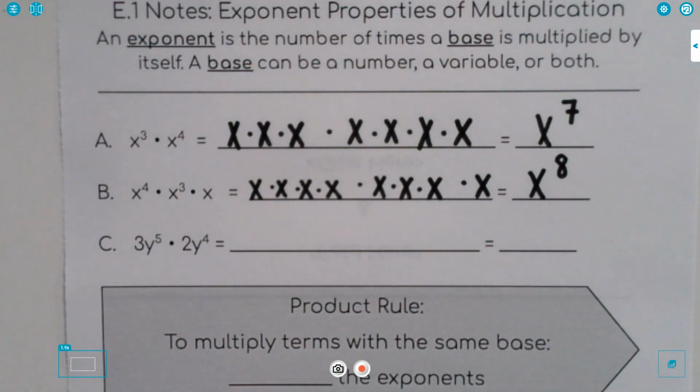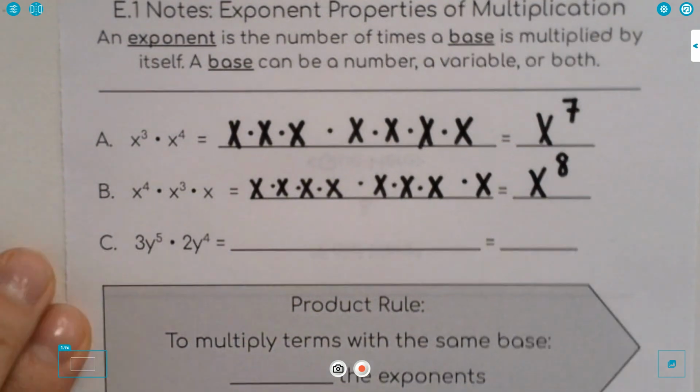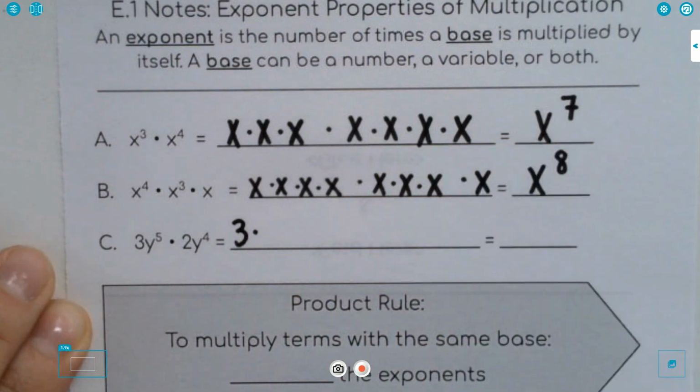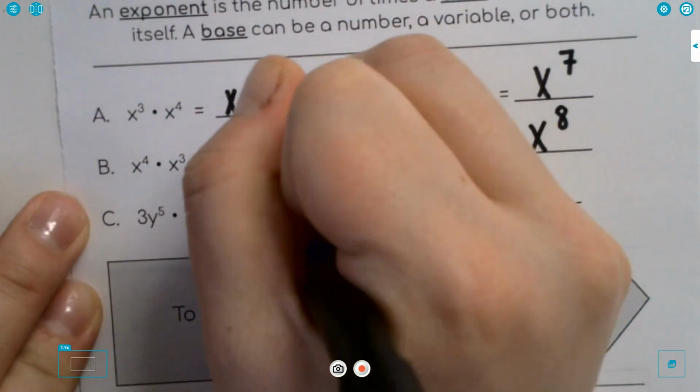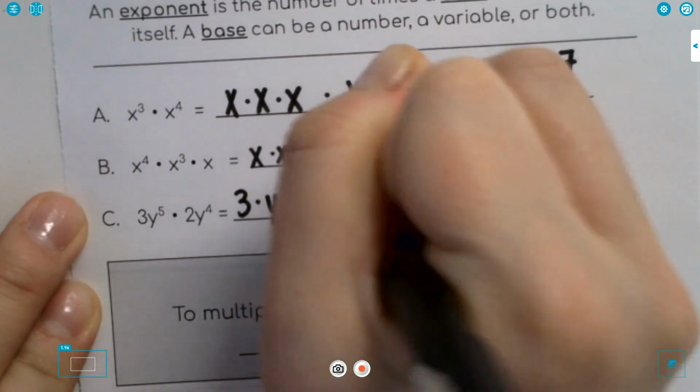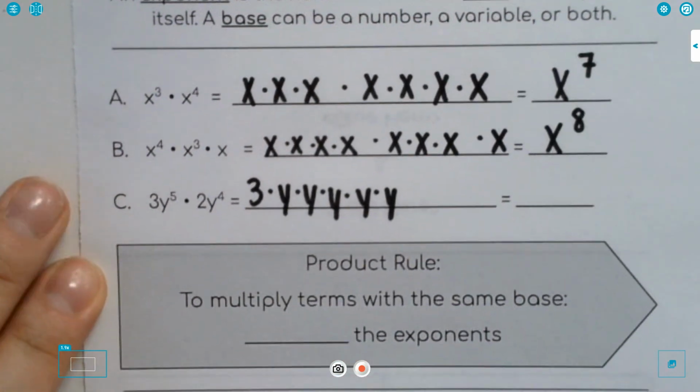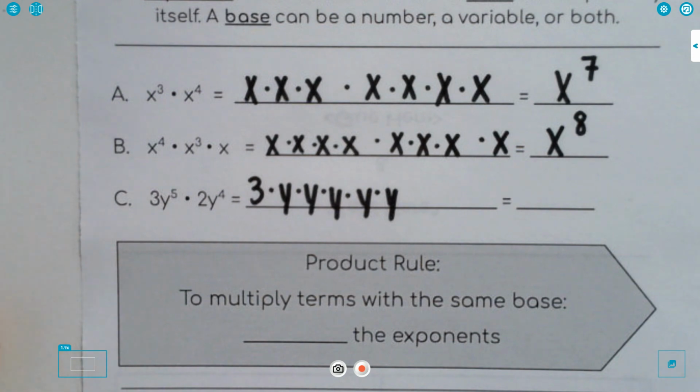So we've seen it with just x's. This last one we've got here, example C, is y's. It's a different letter, but then it also has a number involved. So 3y to the 5th power means 3, and then we've got 5 y's. So we've got 1, 2, 3, 4, 5. I would like to point out that the 5th power is just on the y. It's not on the 3.